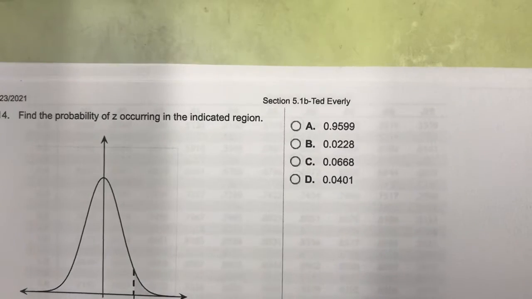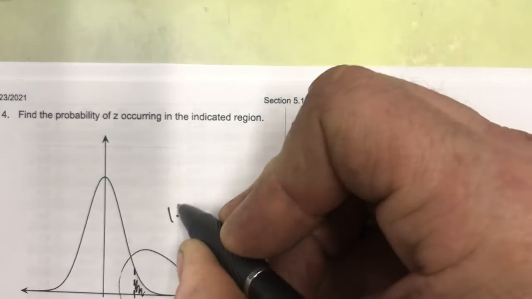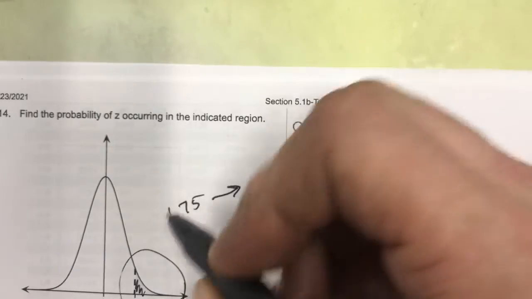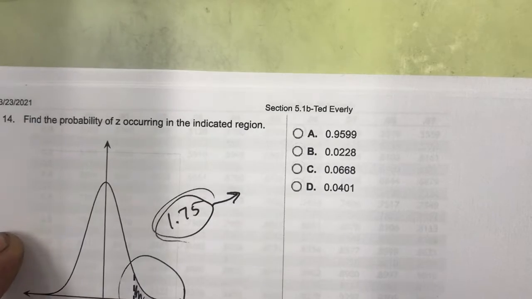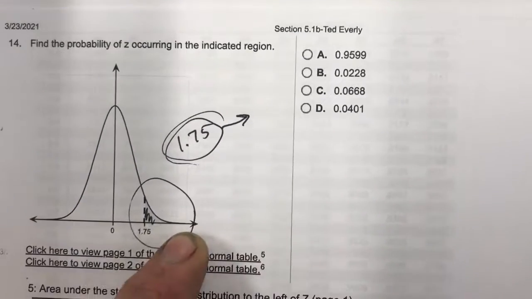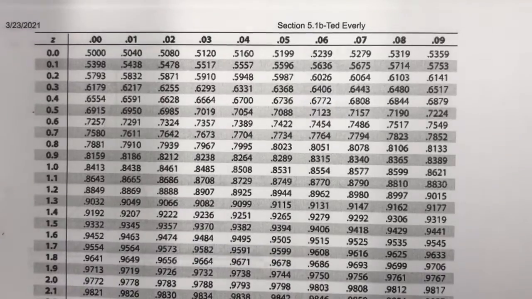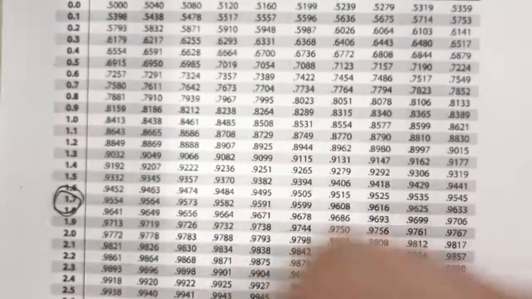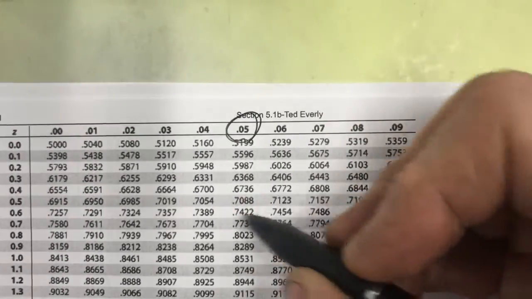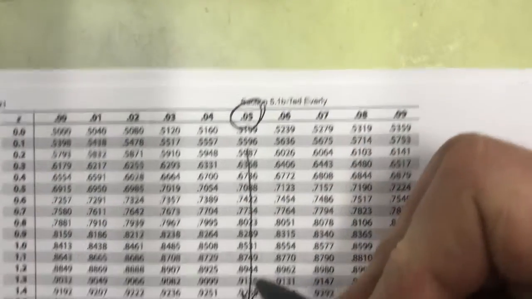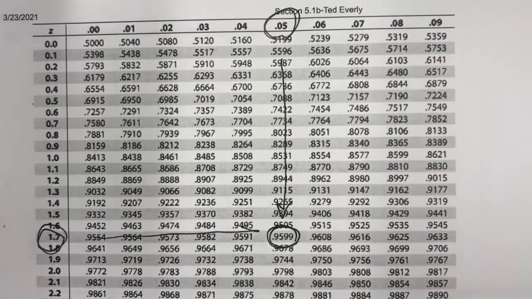Okay, and here's another one. All right, now this is what's shaded over here, to the right of that, 1.75 to the right. All right, so I got to look this up, and the table will tell me to the left of it. Since I went to the right, I've got to do 1 minus whatever I get. So 1.75, here's 1.7, and then 5 is right here. So if I come down, 1.7 right here, 0.9599.